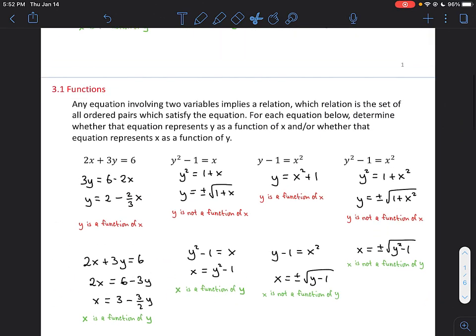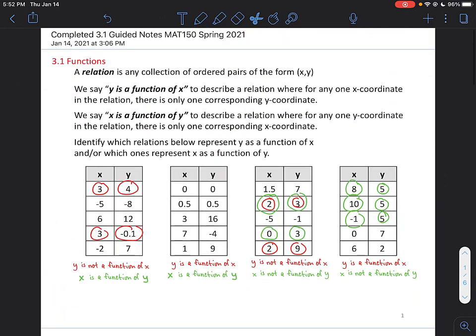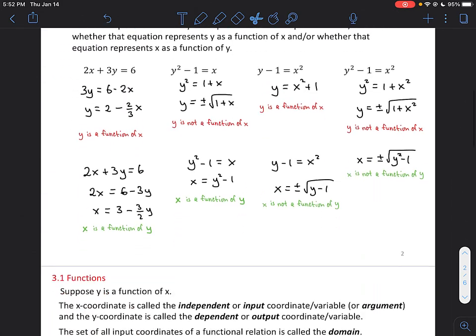Now, it's super easy when you're first doing this to conflate the two definitions and be all confused. Y is a function of x means that x's produce unique y's. X is a function of y means that y's produce unique x's. You're going to have to do whatever it takes to keep those two straight in your thinking. Initially, they can be easily confused.